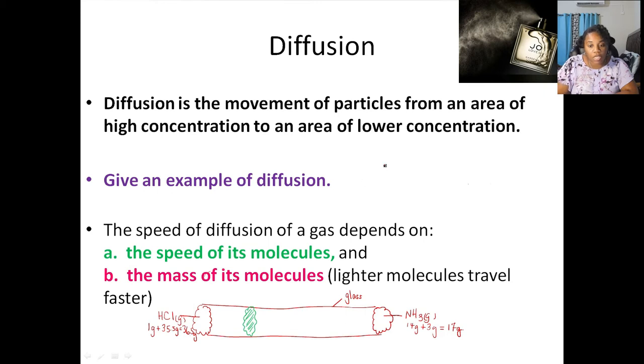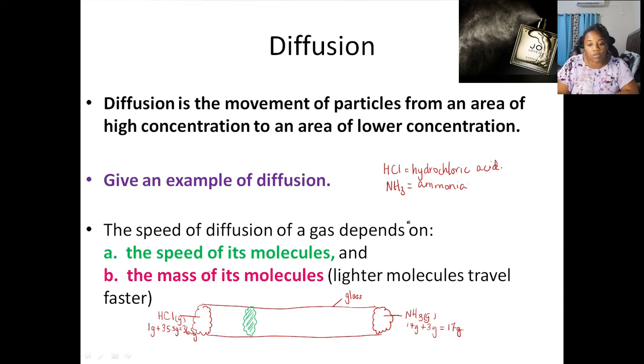Now HCl represents hydrochloric acid, and NH3 represents ammonia. They are both gases in these states right here. They're volatile, so they become gases eventually.